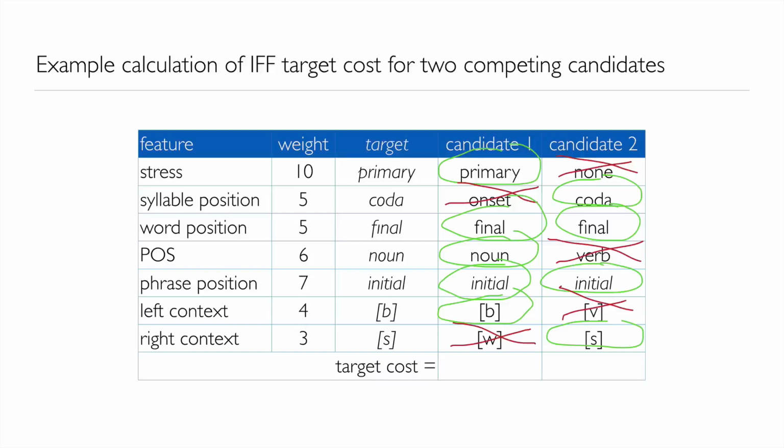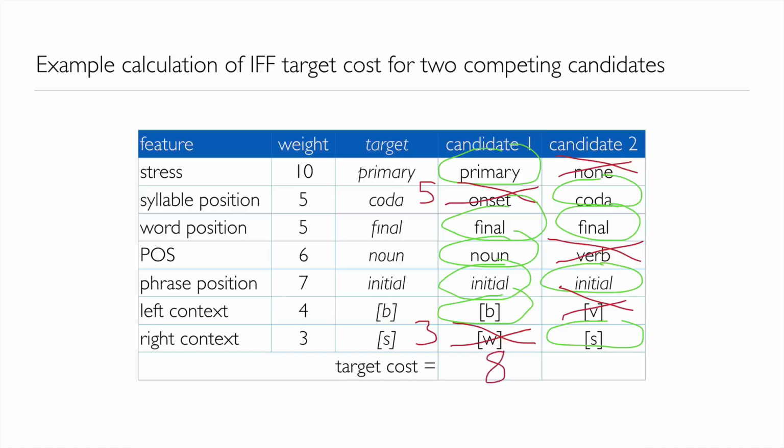Candidate 1 has 2 mismatches, but we need to do a weighted sum to take into account the relative importance of those mismatches. So the syllable position mismatch incurs a penalty of 5, and the right phonetic context mismatch incurs a penalty of 3, giving us a total of 8.